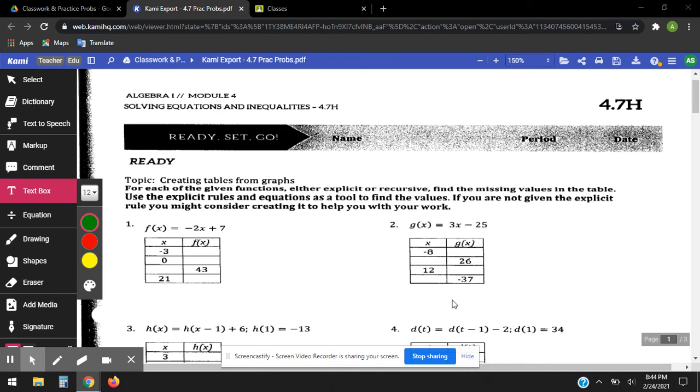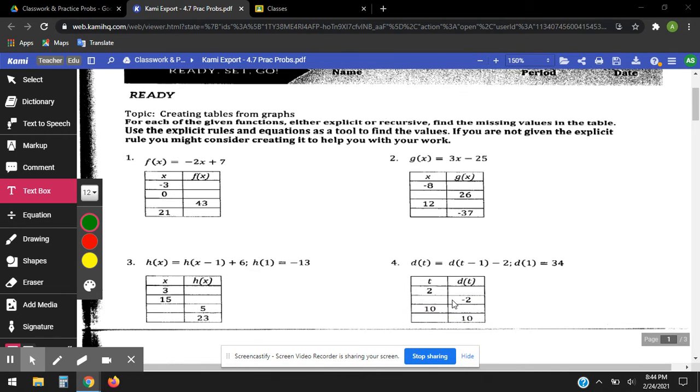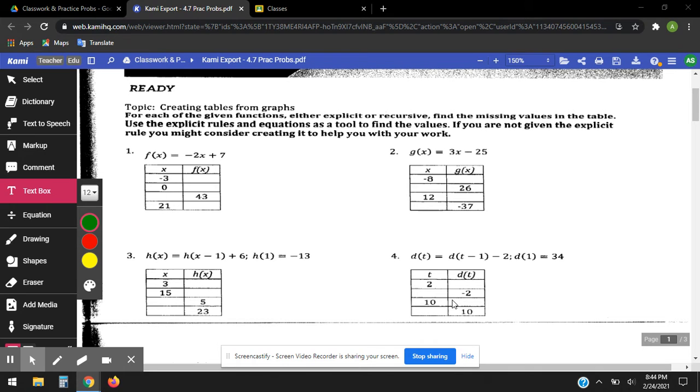We're going to start off with a graph. We have an equation up here, and then we're going to fill in the table accordingly. So I'm going to show you with one of the explicit equations and one with the recursive.